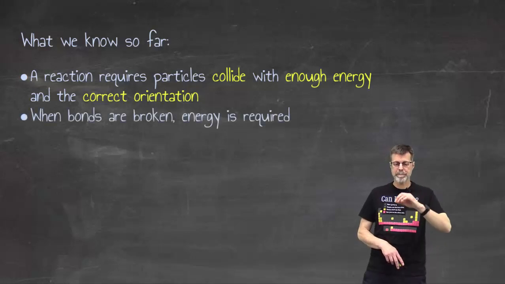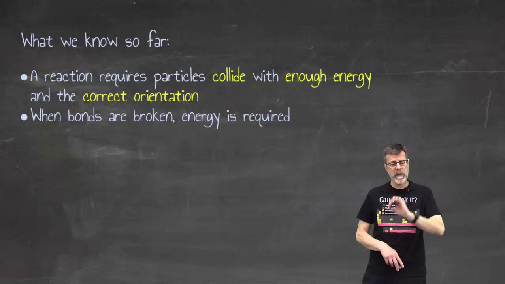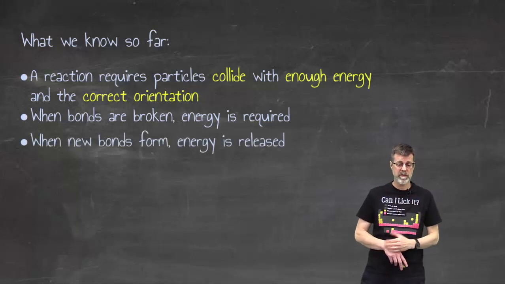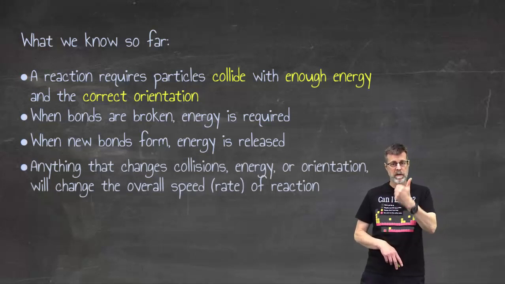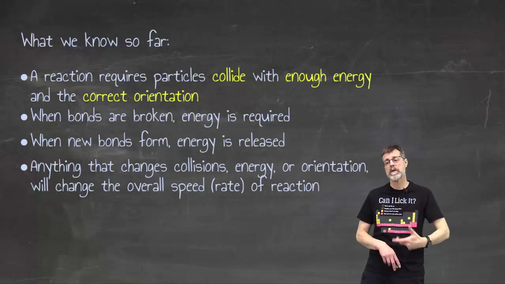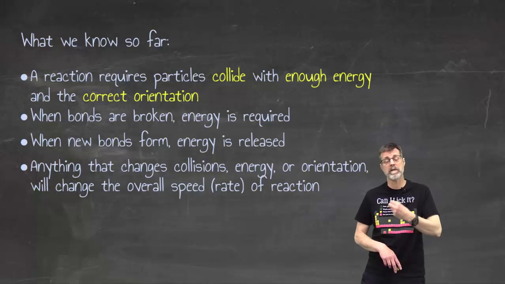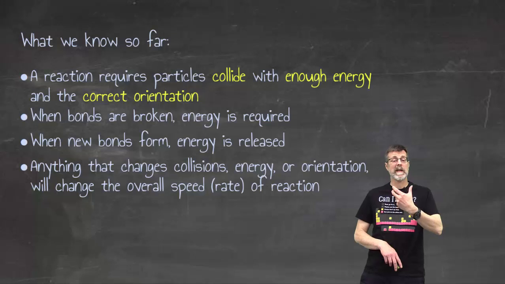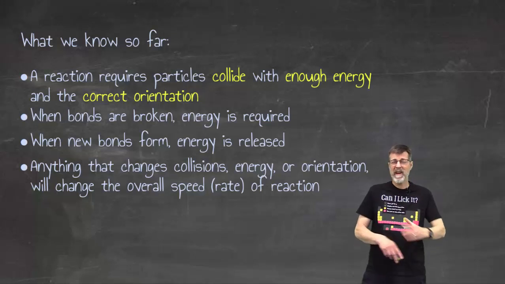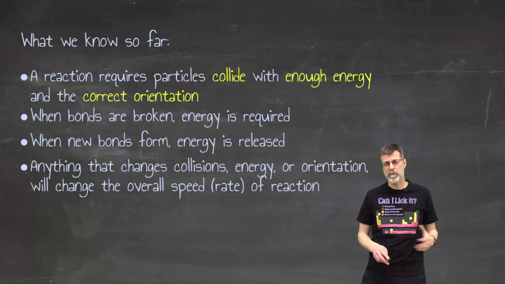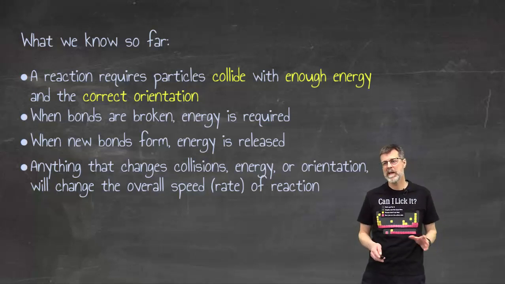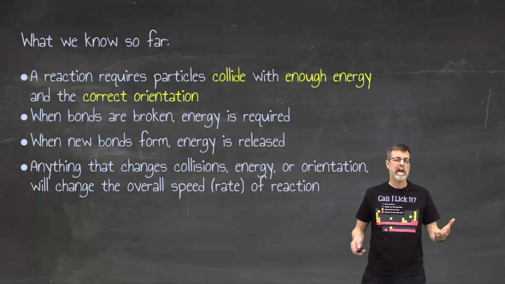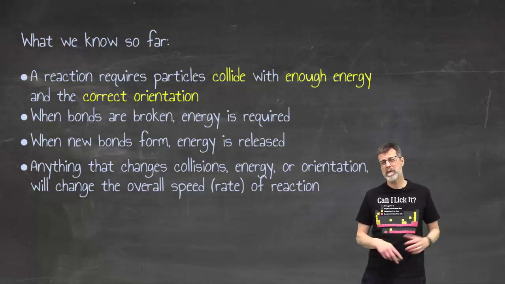Now the other thing that I know is that breaking bonds is going to require energy and forming bonds is going to release energy. These are all important stuff. Also, anything that changes the number of collisions, the amount of energy in those collisions, or the orientation of the particles is going to change how effective my collision is going to be, which means how fast the overall reaction is going to go. I can have millions of collisions in a second, but if none of them have enough energy, no reaction. If I have millions of collisions in a second, but only 0.5% of them have the right orientation, not much of a reaction.